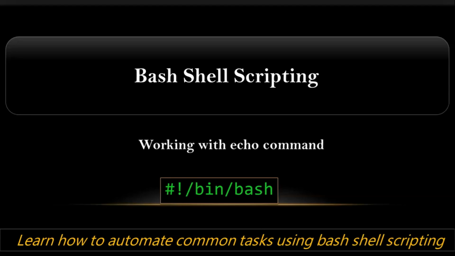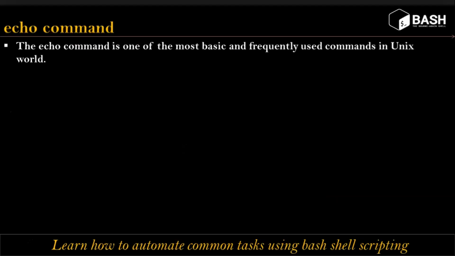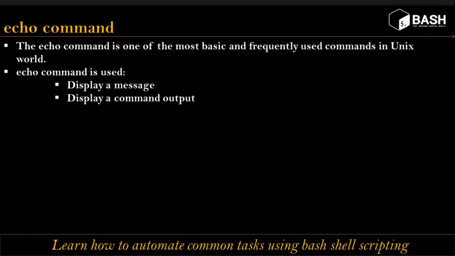Friends, here our concept is working with the echo command. The echo command is one of the most basic and frequently used commands in our Unix world, and it is used to display a message, to display a command output, and to display a variable value. You can use your echo command on your command line and also in your shell scripts.